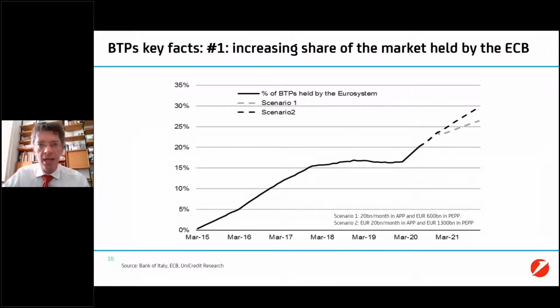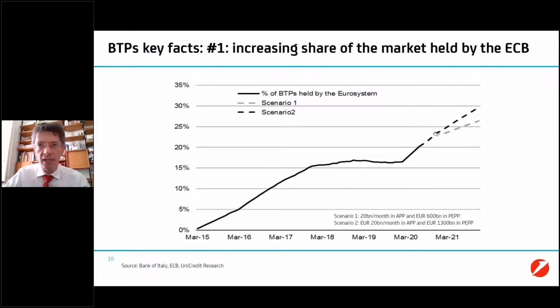That's something which is going to remain with us for quite some time and will shape investment decisions for some time. Coming to BTPs, BTPs have been quite resilient during the COVID crisis, but this has been mostly related to the factors I was mentioning before, the strong intervention by the ECB and the political response provided by the EU. First of all, in this chart, you see that as soon as the pandemic hit, the ECB started to increase its relevance in the BTP market.